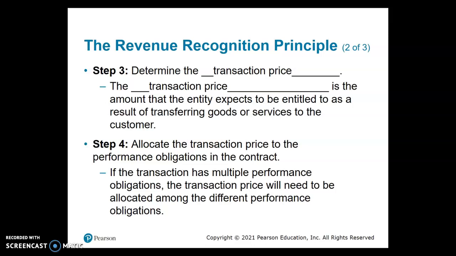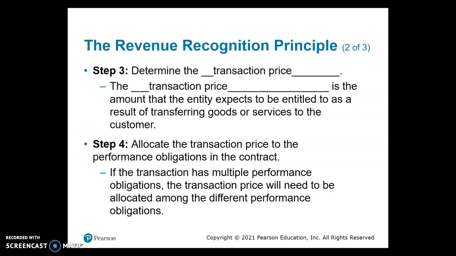Step 4 is all filled in for you. Allocate the transaction price to the performance obligations in the contract. If the contract has multiple performance obligations, the transaction price will need to be allocated among the different performance obligations. Okay, and we will get into that in a little bit more detail in a later chapter. Step 5, recognize revenue when the entity satisfies each performance obligation.